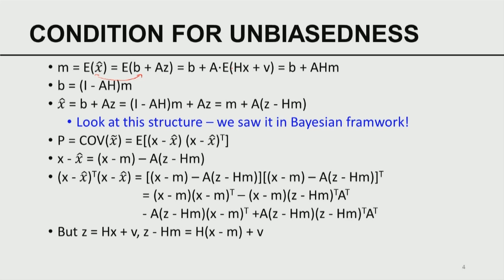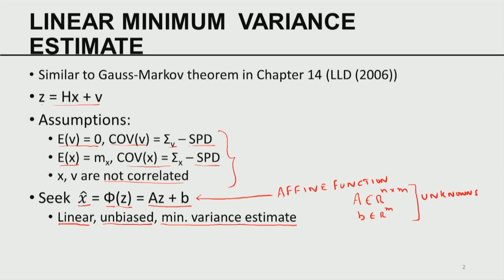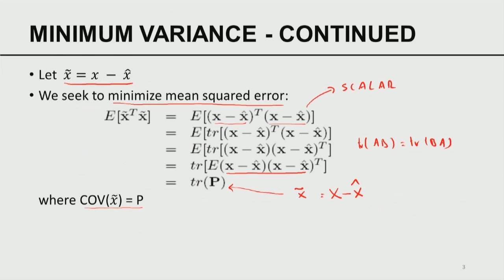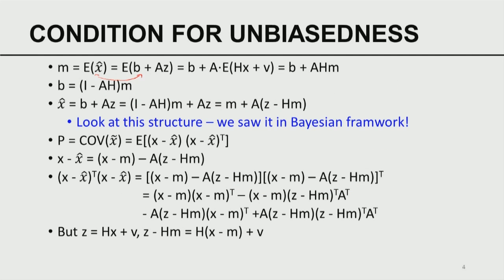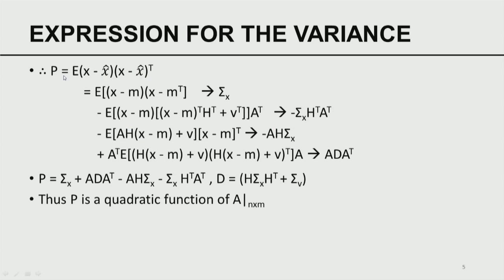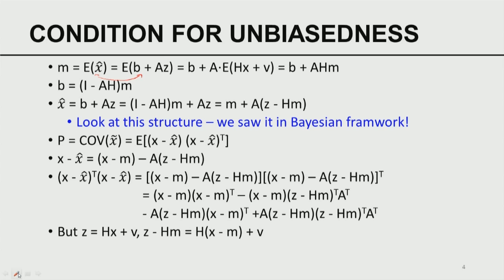E of x is m, because we have already made assumptions about the mean of x being m. That's correct. The mean of x being m, which is the mean of the unknown, because the unknown is a random vector and has a mean m. Such a mean, by virtue of my estimate being linear in z, must be b plus A times H times m. So m must be equal to b plus A H times m, and if that is equal, it is unbiased.